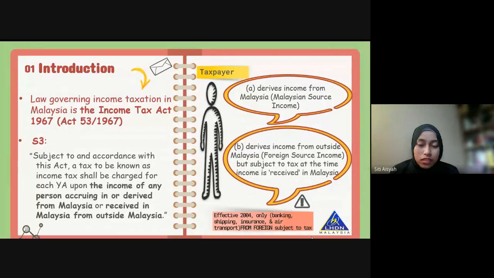This income is only subject to Malaysian income tax at the time the income is received in Malaysia. However, with effect from 2004, only income received from abroad in the sectors of banking, shipping, insurance and air transport will be subject to tax. Other than that, it is exempted. Okay, next.